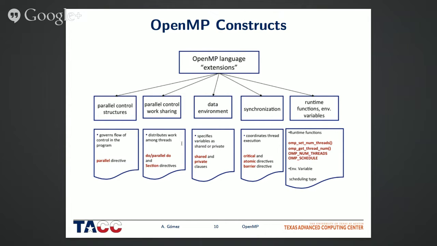Another critical point is the data environment, as we have always said, which is how to declare what is shared and what is private. The synchronization, that is what I already mentioned, how to synchronize tasks, how to ensure that only one thread is accessing a portion of the code at a given time. And we also have the runtime functions, or the environment variables, that allow us to set the number of threads that we want to use, to get the thread number. Also, the environment allows us to do those kinds of things.